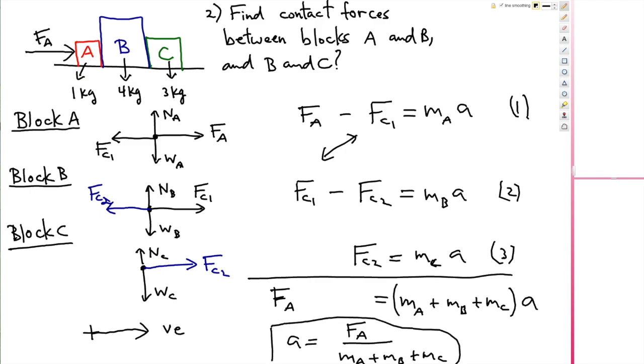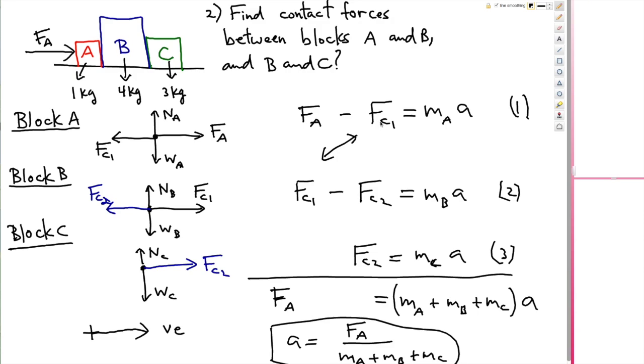Really what we wanted to do was solve for the contact forces. But once we have our three equations here, we could solve for the three unknowns using any technique we want. So I began by solving for the acceleration. Once I have the acceleration, I can substitute back into equation 3. That'll directly give me what the contact force FC2 is. Then if I substitute the acceleration in either equation 2 or equation 1, I can then solve for the contact force FC1.